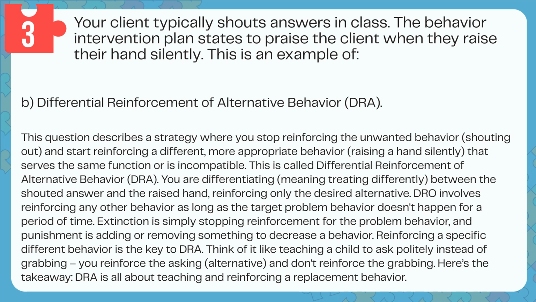DRO involves reinforcing any other behavior as long as the target problem behavior doesn't happen for a period of time. Extinction is simply stopping reinforcement for the problem behavior, and punishment is adding or removing something to decrease a behavior. Reinforcing a specific different behavior is the key to DRA. Think of it like teaching a child to ask politely instead of grabbing. You reinforce the asking, alternative, and don't reinforce the grabbing. Here's the takeaway. DRA is all about teaching and reinforcing a replacement behavior.